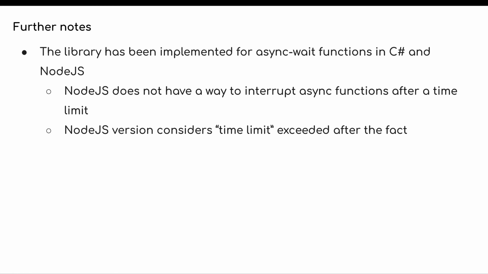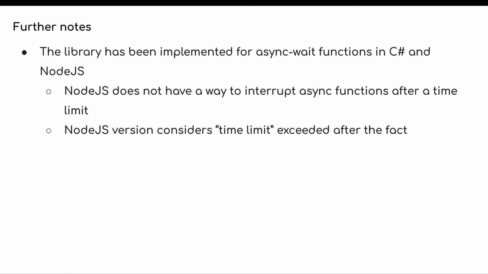Now the library itself has been implemented for async-await functions, and I have a version implemented for C sharp, and another version implemented in Node.js. The thing to remember about Node.js is that it does not provide a way to interrupt async functions after a time limit has been exceeded. There is no standard way to stop an async function from running after a certain time duration.